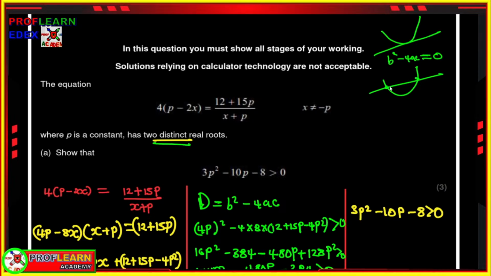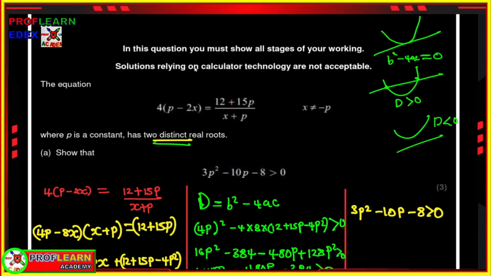If they are meeting at two distinct points, then we say the discriminant is greater than 0. If the line does not meet, then there is no solution, and we can say the discriminant is less than 0. So these are the key areas.